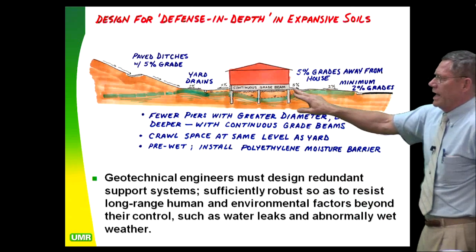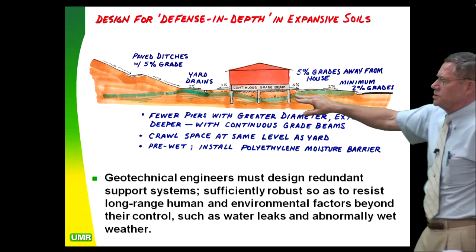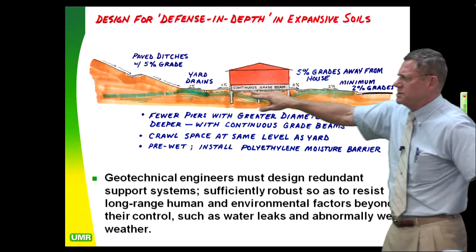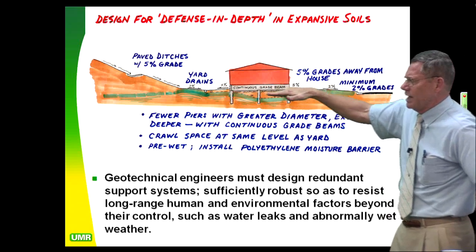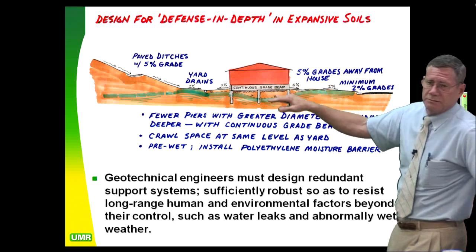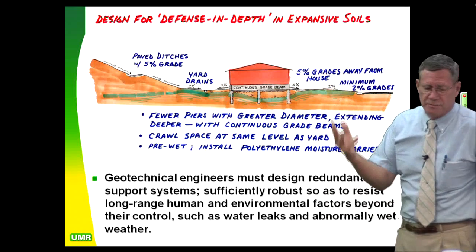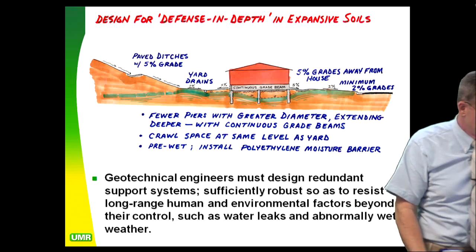So you want to watch all your grades. You can put in a polyethylene moisture barrier beneath the house. So once you get this stabilized here, you want to put something in there to stabilize that soil moisture so this can't dry out too much. Now that's not hard to do. A piece of plastic sheeting will do that. 10 mil polyethylene vapor barrier.